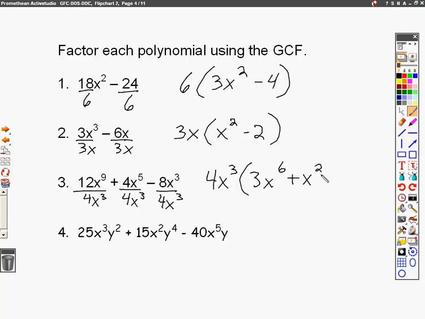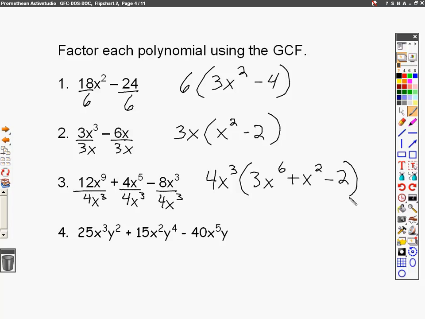Okay? And then the last one. Negative 8 divided by 4 is 2. And it's minus 2 because of the negative sign. And then x to the 3 divided by x to the 3. 3 minus 3 is 0. Remember, you subtract your exponents. An exponent of 0 cancels out, so I don't have to put anything. I'm done with that one.